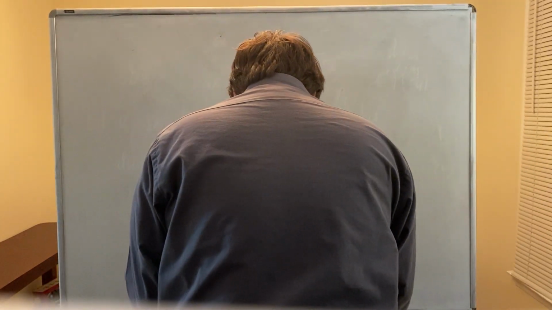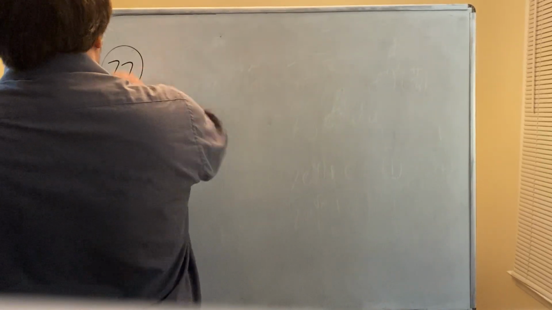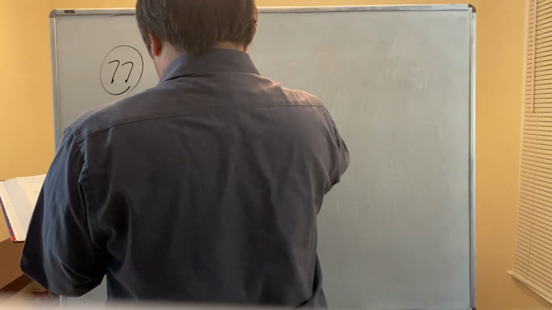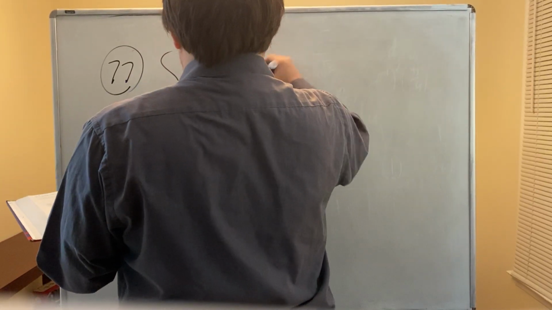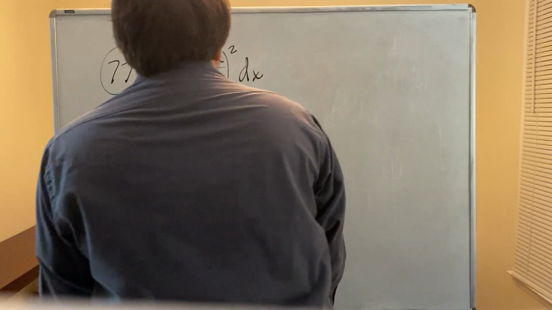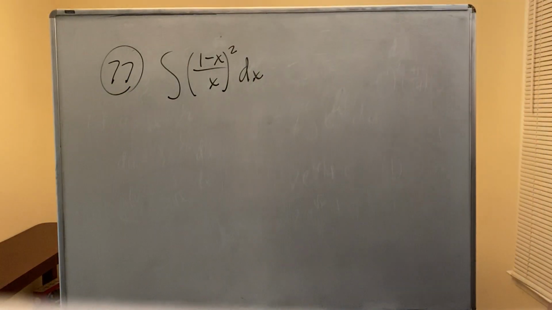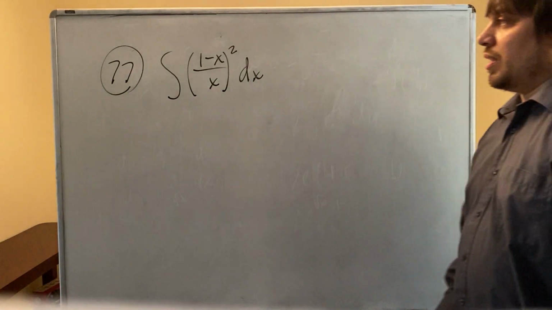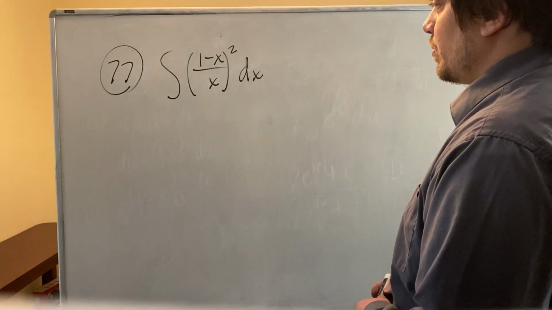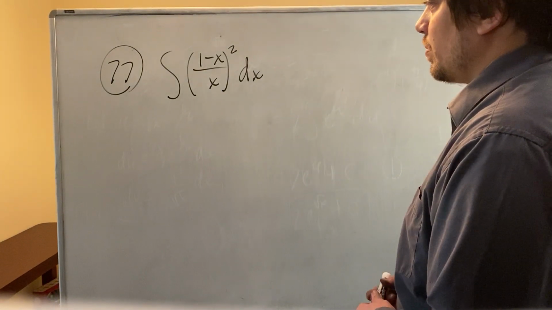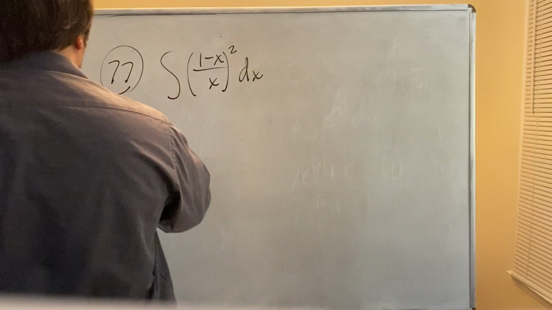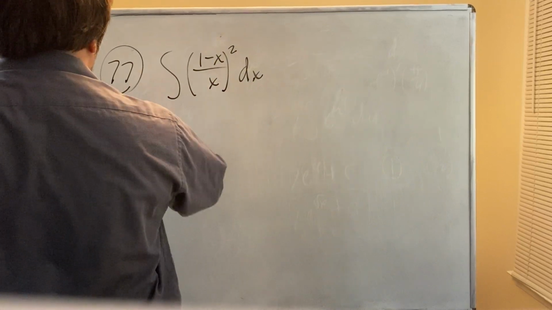Okay, so let's do 77. So for 77, it's the integral of 1 minus x over x squared dx. Okay, so let's find what this is. I guess I'm going to multiply. There might be an easier way.